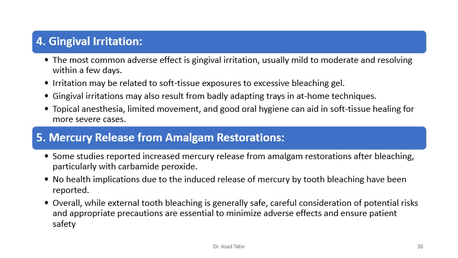5. Mercury release from amalgam restorations. Some studies reported increased mercury release from amalgam restorations after bleaching, particularly with carbamide peroxide. No health implications due to the induced release of mercury by tooth bleaching have been reported. Overall, while external tooth bleaching is generally safe, careful consideration of potential risks and appropriate precautions are essential to minimize adverse effects and ensure patient safety.